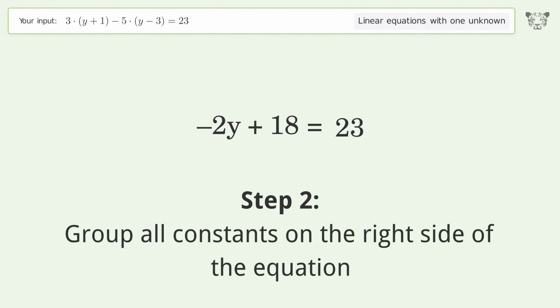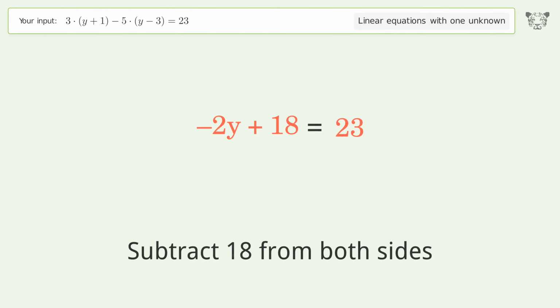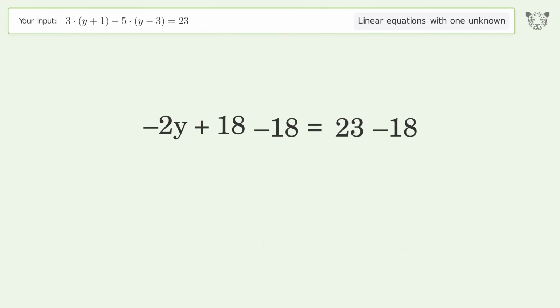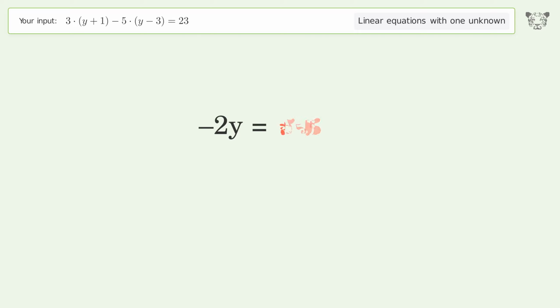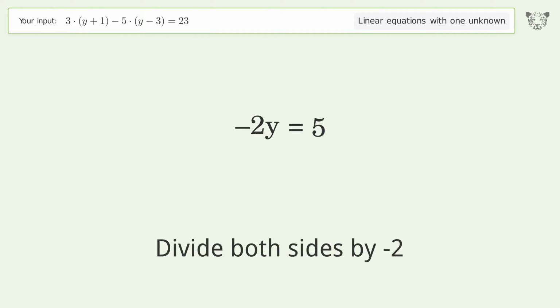Group all constants on the right side of the equation. Subtract 18 from both sides. Simplify the arithmetic. Isolate the y. Divide both sides by -2.